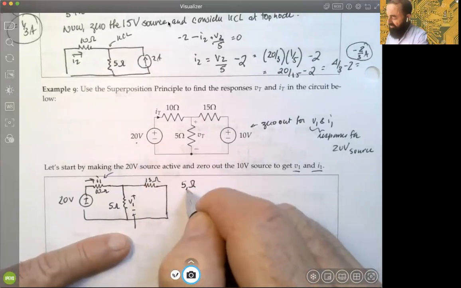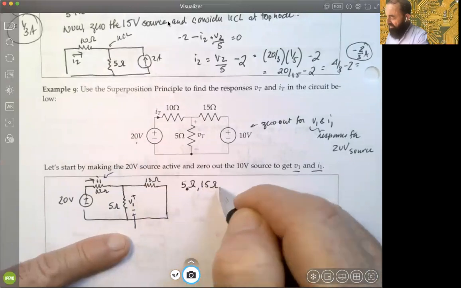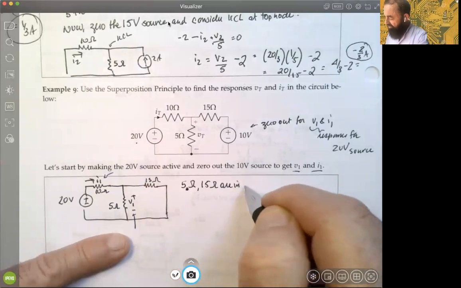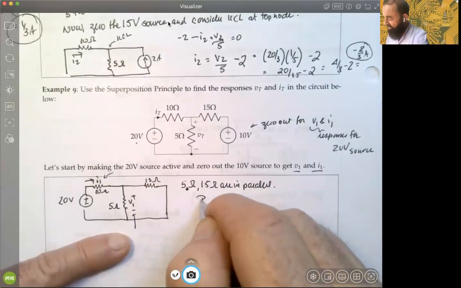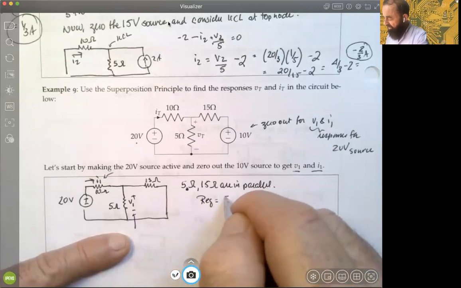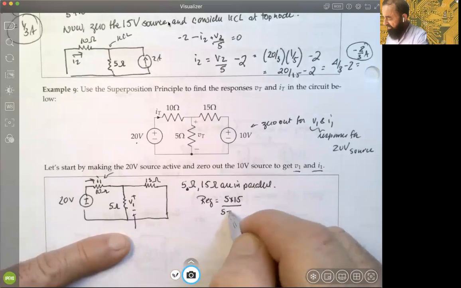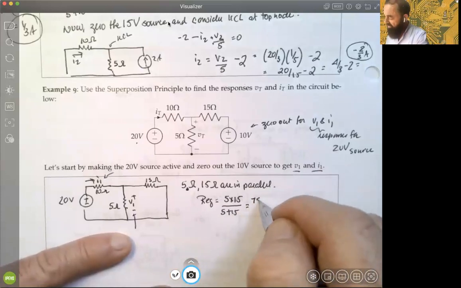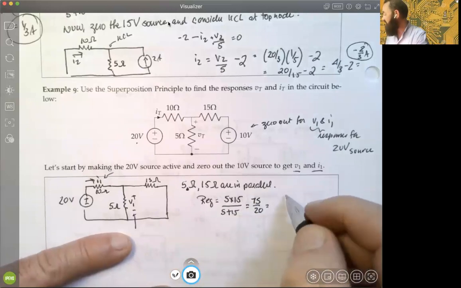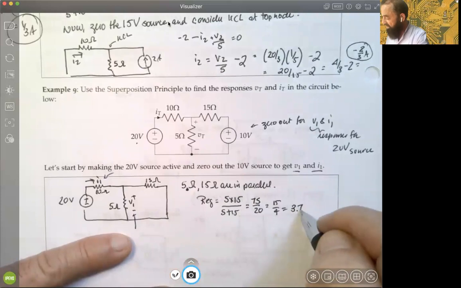Let's make a note, 5 ohm and 15 ohm are in parallel. So let's go ahead and get our equivalent. Our EQ then is 5 times 15 over 5 plus 15 ohms, right? That's going to give us 75 over 20, which is 15 over 4, which is 3 3/4 or 3.75 ohms.